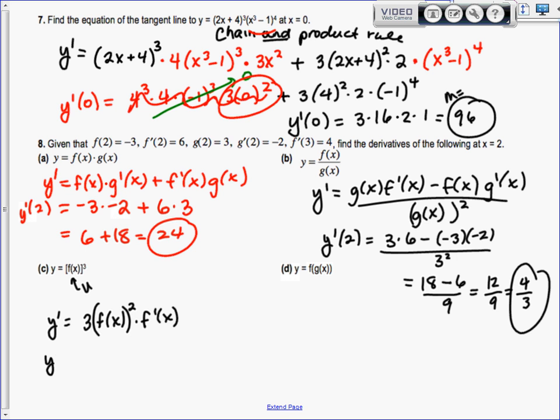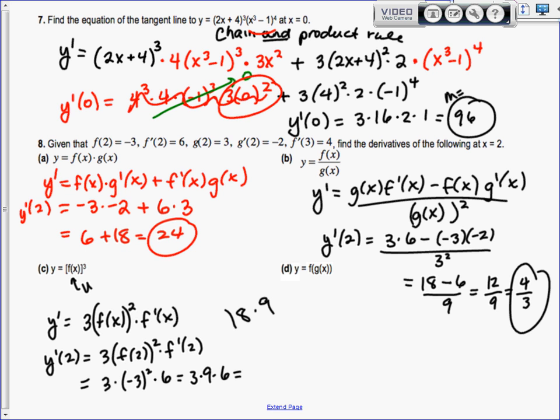All right, so y prime of 2 is going to be 3 times f of 2 squared times f prime of 2. So 3, f of 2 is negative 3, square it, times f prime of 2, which is 6. So 3 times 9 times 6. What is that? Let's see. So 18 times 9. So 9 times 9 times 2. So 81 times 2, so 162.